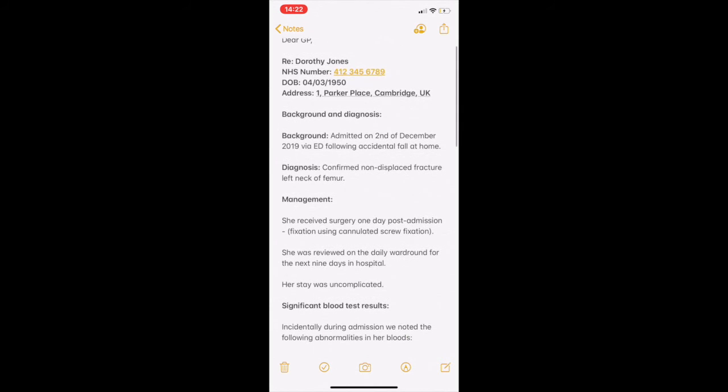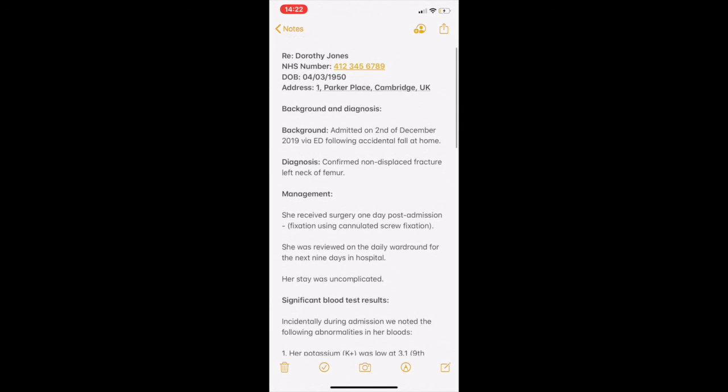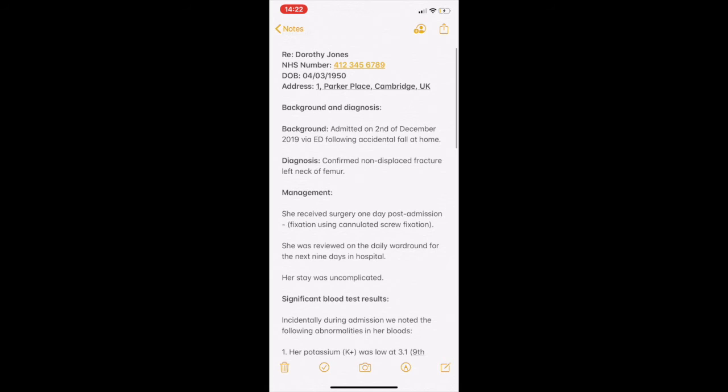So at the top, you want to give the patient details. Ensure that these are the correct details. In this case, this is Dorothy Jones. You then want to give the background as to why the patient came into hospital and the final diagnosis. In this case, this lady was admitted on the 2nd of December following an accidental fall at home. She had a confirmed non-displaced fracture of her left neck of femur.